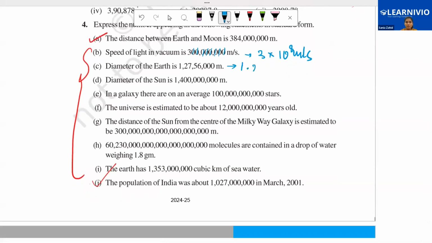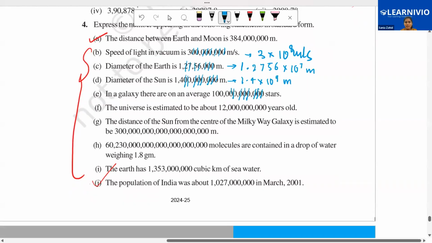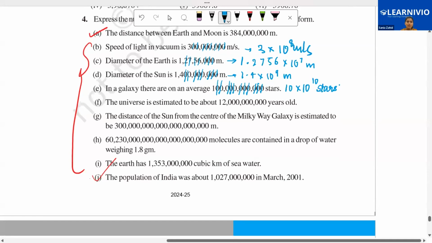For this one, it will be 1.2756 into 1, 2, 3, 4, 5, 6, 7, so 10 to the power 7 meters. For the third one, it will be 1.4 into 10 to the power 9. Next it becomes 10 to the power 10 stars. Or you can also write 10 to the power 11 stars directly. Both the answers will be correct.